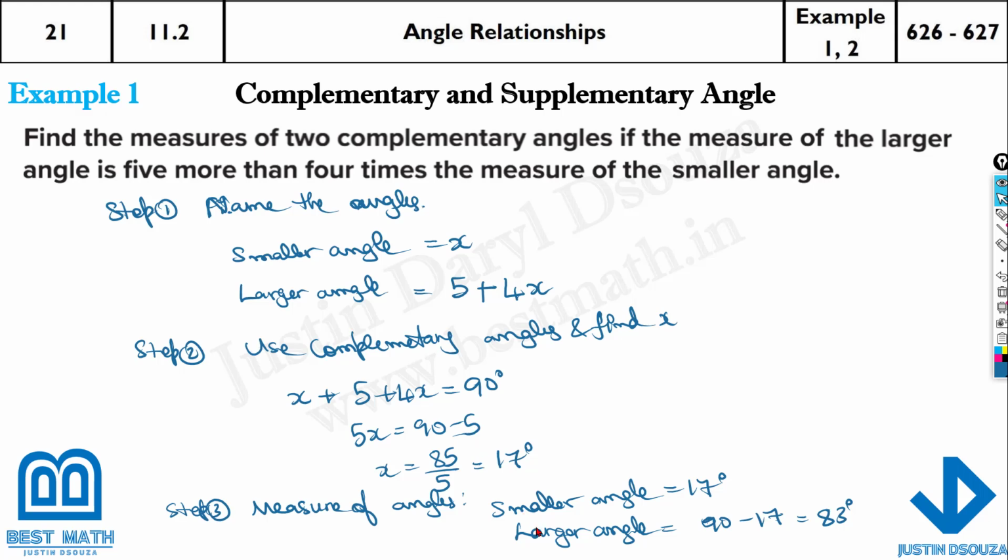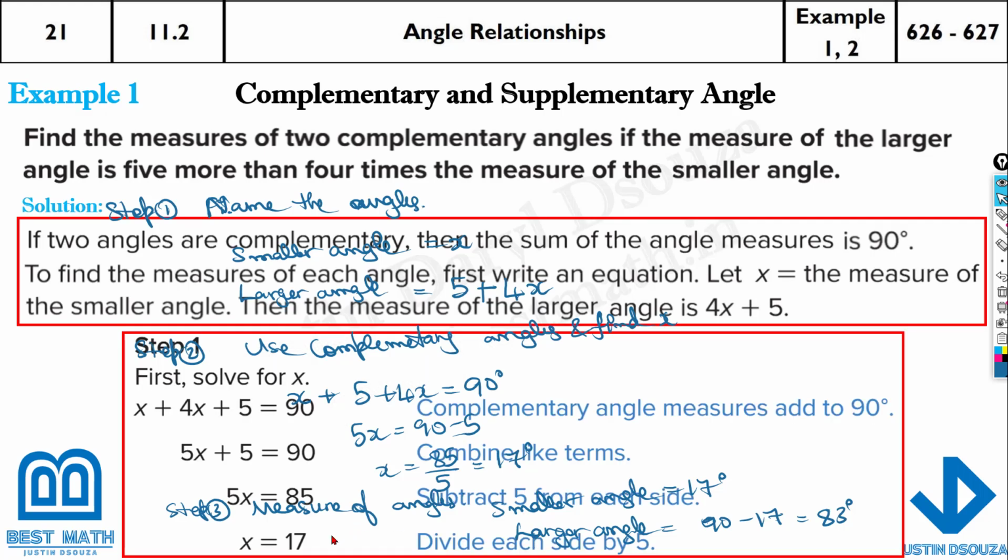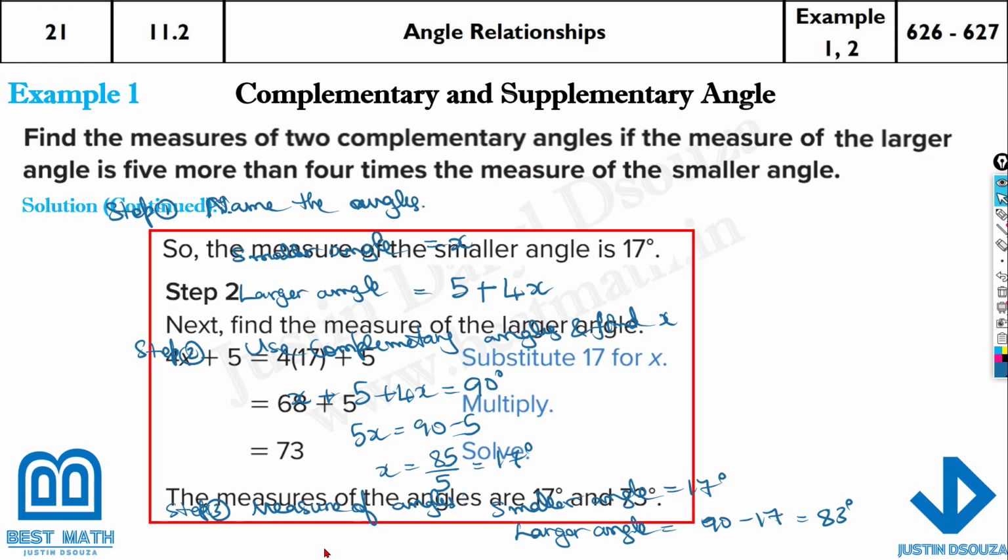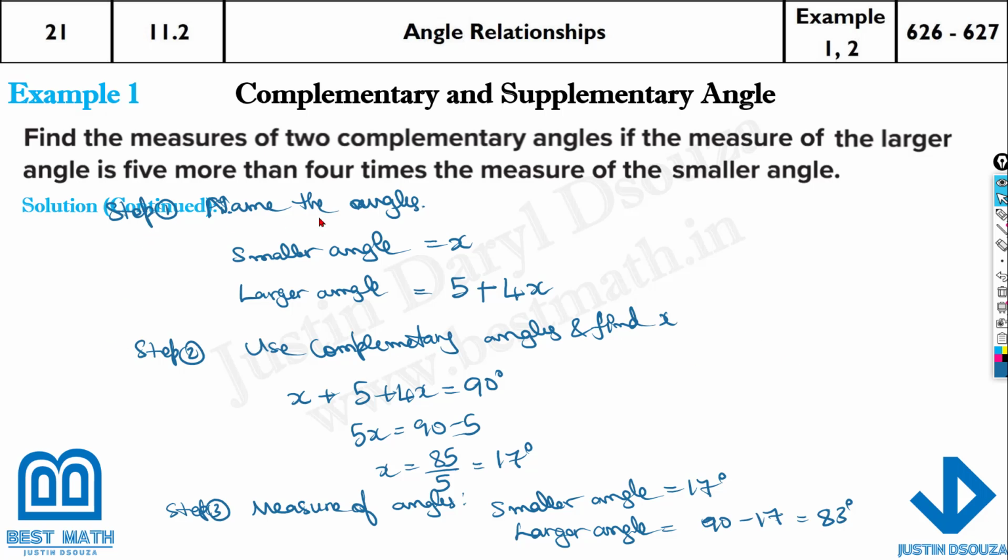So this is how you need to write in steps. If you write these 3 steps, you will get full marks in writing. You can write in steps. Step 1, name the angles, smaller angle x and the larger angle depending on what condition they have given. Next, step 2, use complementary angles to find x, because when you add these up, it will be 90 degrees, and then find the x value. Then find the measure of the angles. The smaller angle x is 17 degrees, larger angle will be 90 minus 17 because they're complementary, it's 83 degrees. So that will be the correct answer.